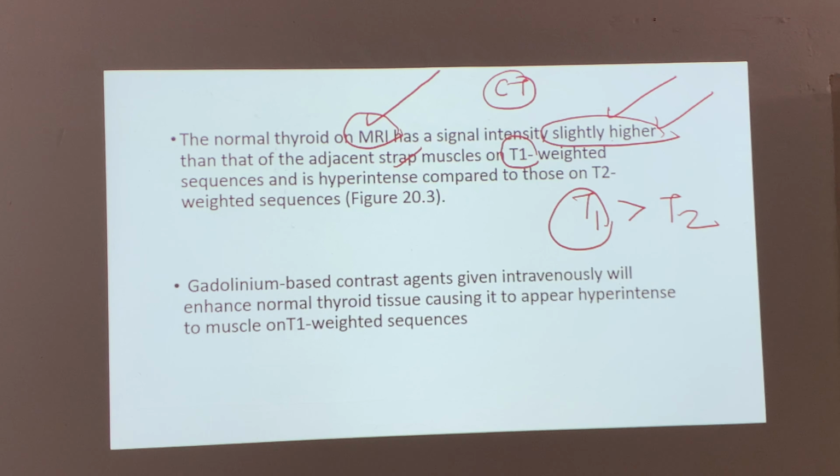We see in the picture also. Once we give gadolinium based contrast, especially intravenously, it will enhance the normal thyroid tissue, causing it to appear hyperintense to muscle on T1 weighted sequences. So whatever the sequence, we understand that the thyroid gland is brighter than a muscle. But especially in T1 it is better than T2, as we are able to understand with this picture. So we'll see in the picture how it is going to be depicted.